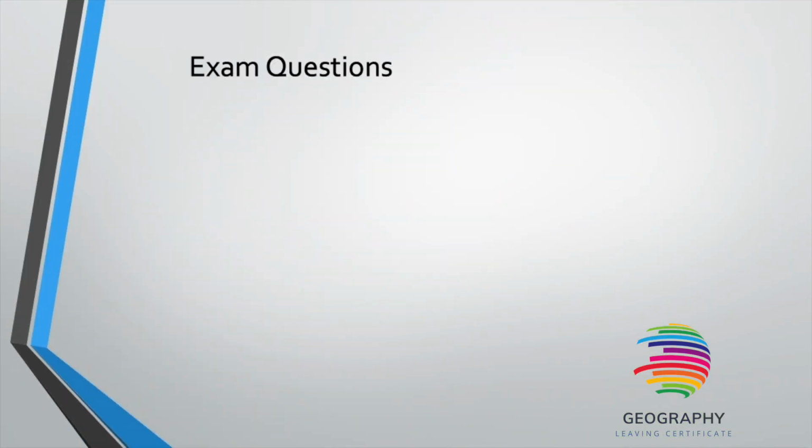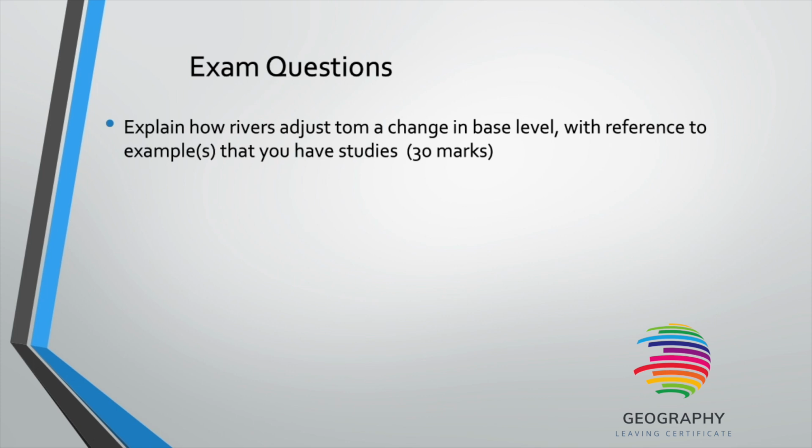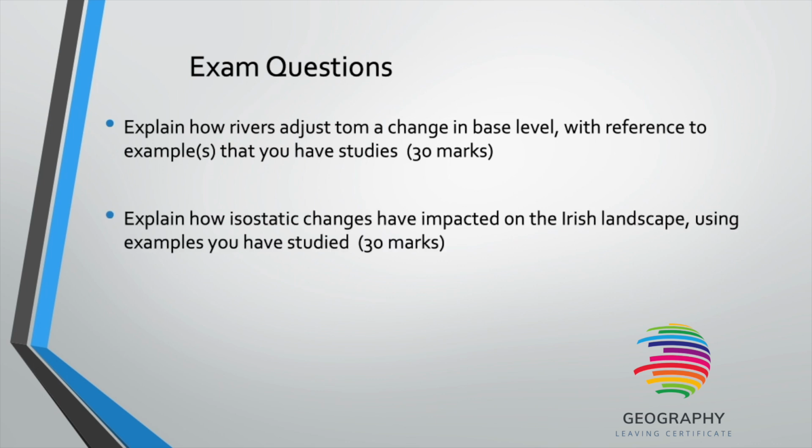Some exam questions then. Our first one is: explain how rivers adjust to a change in base level with reference to examples that you have studied. Now, explain how rivers adjust, so you're limited to discussing rivers. It says give examples, so you must give Irish examples. Next: explain how isostatic change has impacted on the Irish landscape using examples that you have studied. Now you're open to discuss river rejuvenation as well as coastal isostatic movement. And again, it's important to give examples.